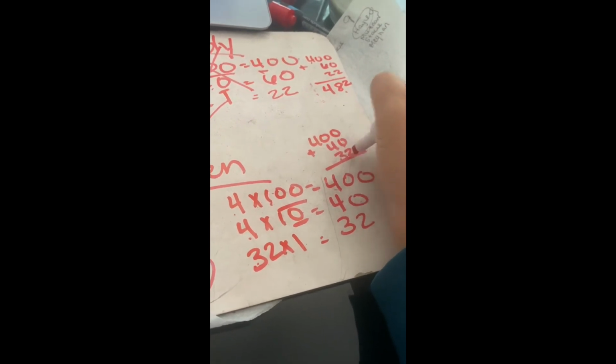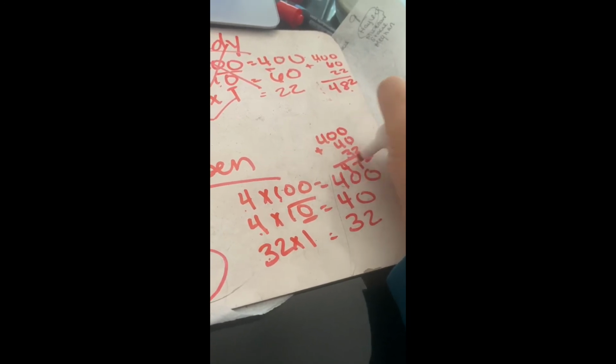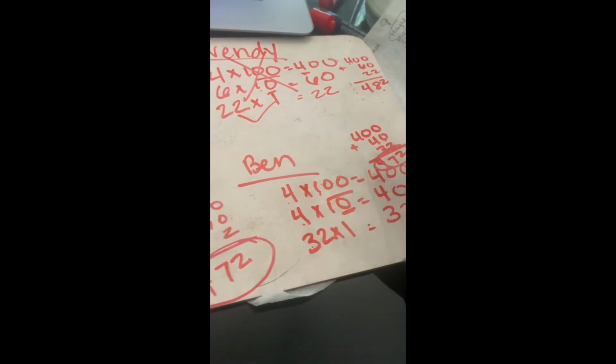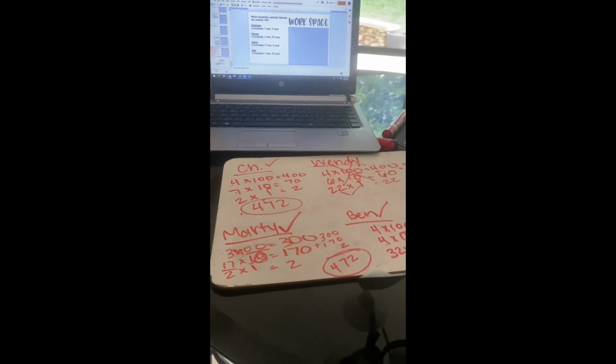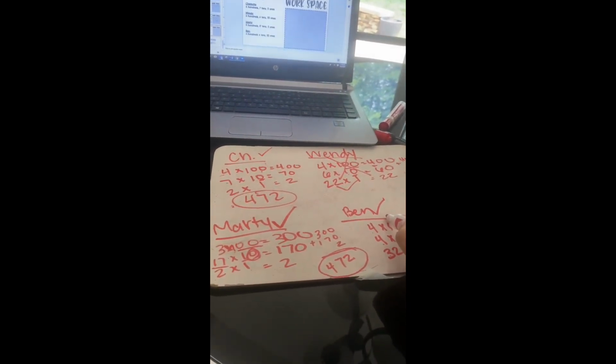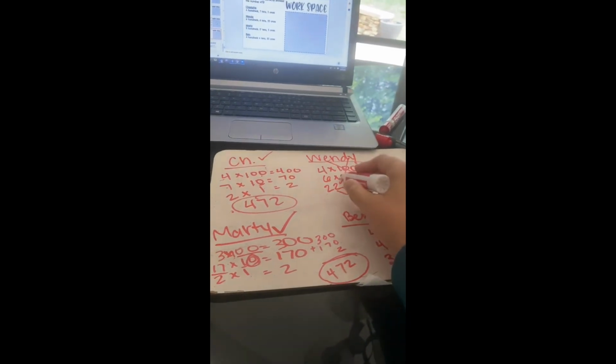0 plus 0 plus 2 is 2. 0 plus 4 is 4, plus 3 is 7. 4 plus nothing is 4. Did Ben correctly show 472? Ben did. So which students correctly showed it? Charlotte, Marty, and Ben. The only person who was incorrect was Wendy.